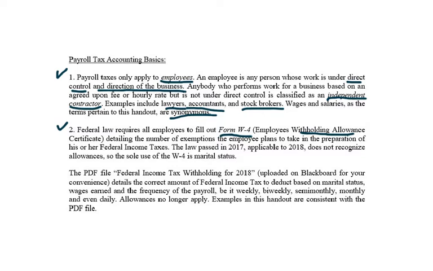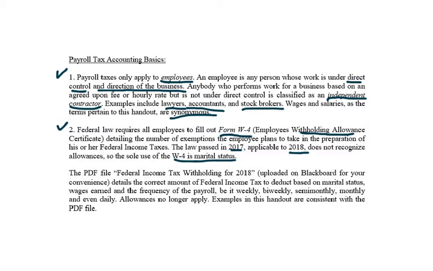Now, what happened is the law passed in 2017, which is applicable to 2018 and beyond. It's applicable this year in 2020 as I'm doing this video. It doesn't recognize allowances, so really we're just using W-4s right now to determine marital status. In other words, where you would be on the tax tables, single versus married. Those are your two basic lines of demarcation right there.